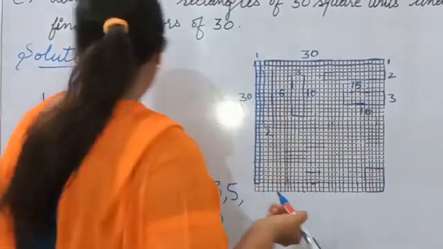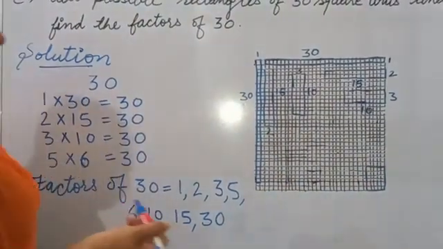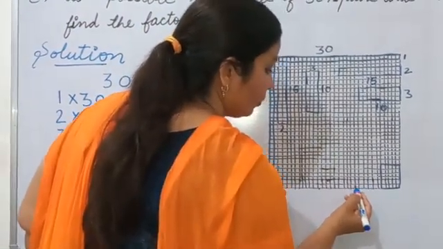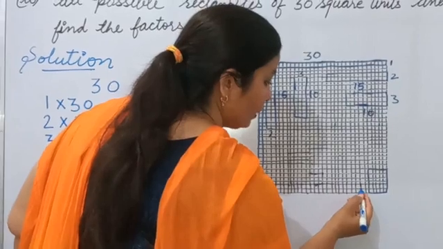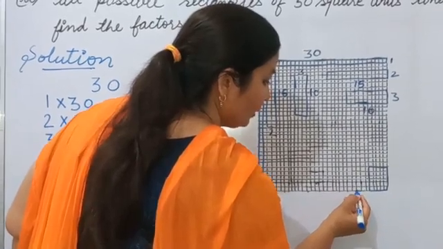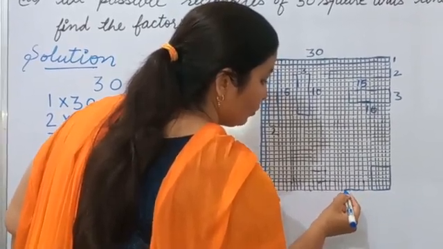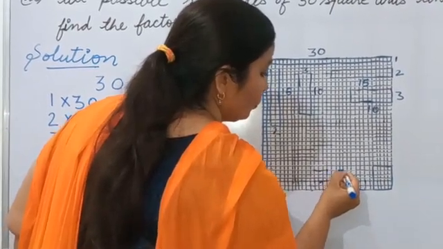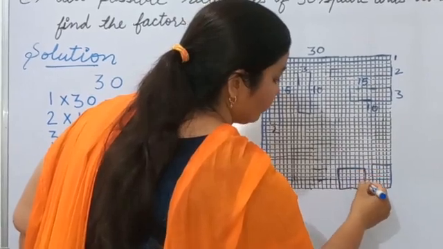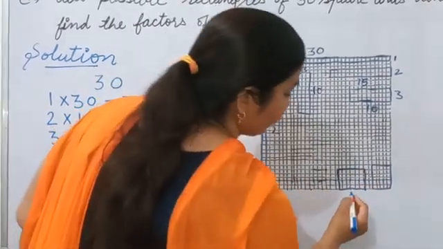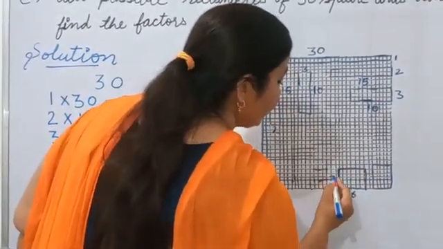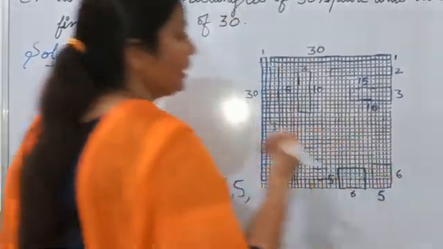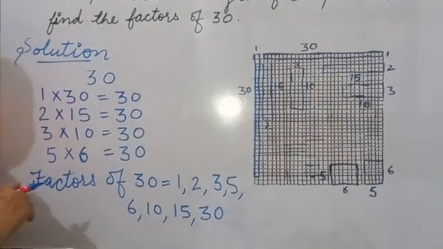And then 6 by 5. So 6 length, 1 2 3 4 5. From here we have to start 1 2 3 4 5 6 by 5. This is 6 by 5. So we can write here 6 and there we can write 5 and there 6 and here is 5. Like this we can make the rectangles.